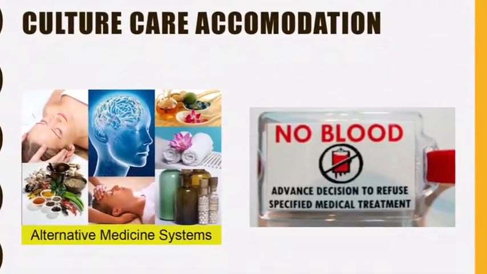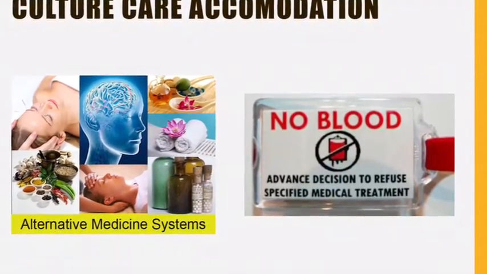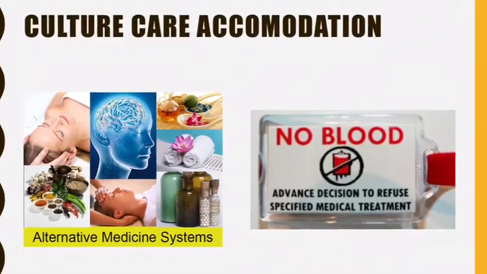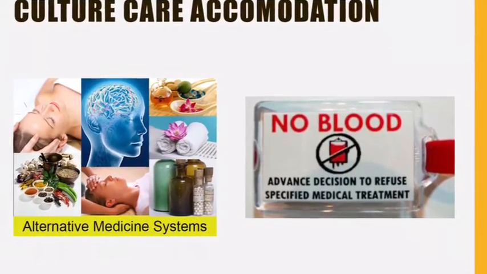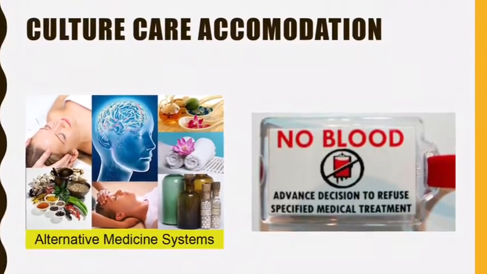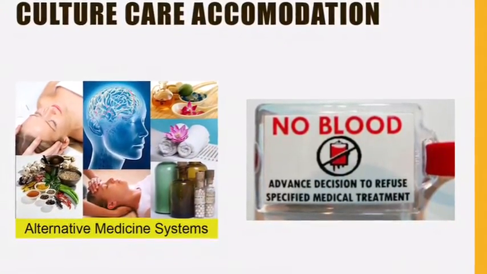Number 2, culture care accommodation or negotiation. An example of this would be accommodating alternative medicine preferences such as herbalists, Chinese methods, and spiritual healers, or negotiating with a Jehovah's Witness that refuses to receive blood transfusions and instead providing them with alternatives.